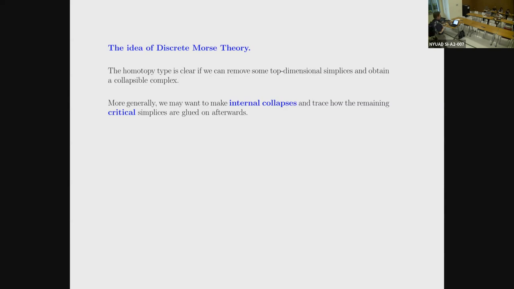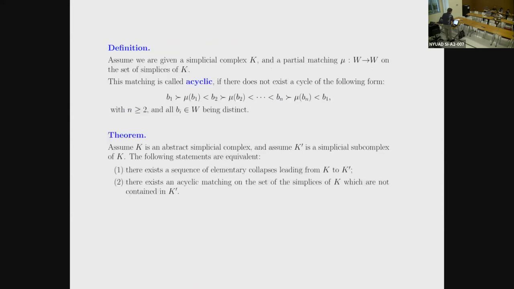There's a trade-off. If you start collapsing things inside, then your gluing maps will start to become more complicated and you have to keep track of that. It will become very quickly convoluted if you don't do it right. But the basic premise of this theory is the following definition. Assume we have a simplicial complex K and a partial matching on the set of simplices, so that when you match two simplices, one contains the other on its boundary, and the difference in dimension is one.